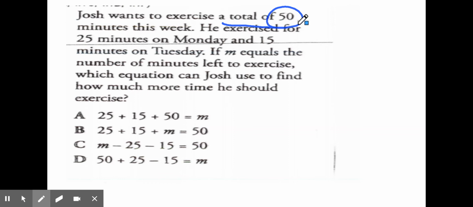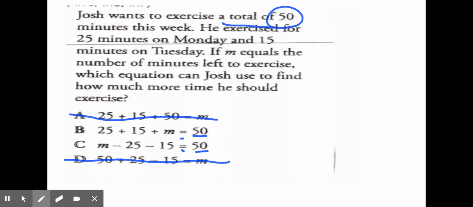If my total is 50, should my 50 be over here with the pluses and minuses, or should it be behind the equal sign? If you said behind the equal sign, then you're correct. So if I look, this one's behind the equal sign, and this one's behind the equal sign. So I can go ahead and get rid of A and D. I tell you, that total comes in really handy.